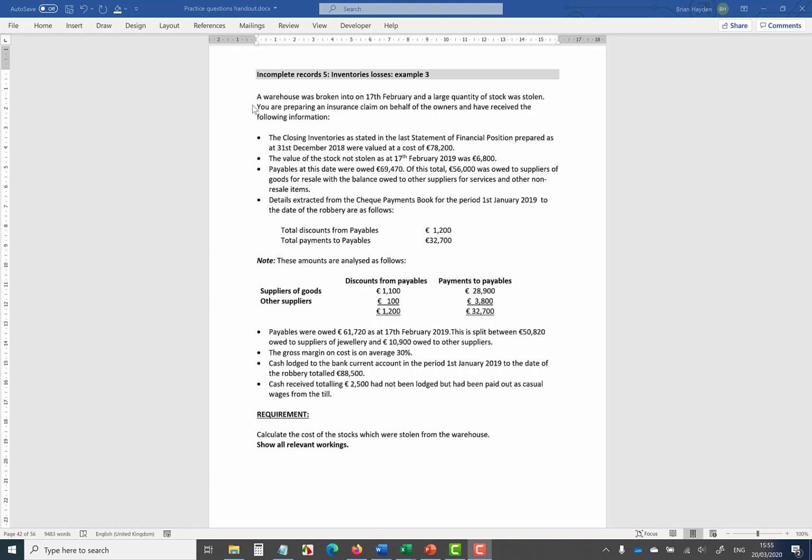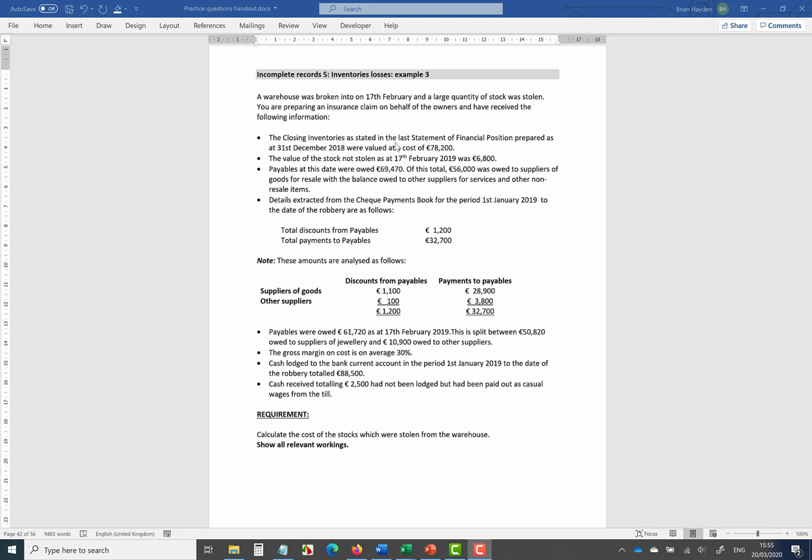So just to read the question to get the sense of it. A warehouse was broken into on the 17th of February. A large quantity of stock was stolen and you're doing up an insurance claim and you've received the following information. So this series of bullet points constitutes the information available to us.